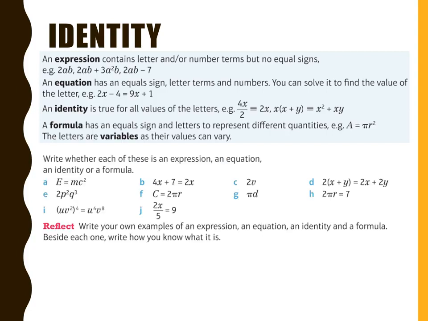So what I want you to do is write whether each of these is an expression, an equation, an identity, or a formula. You decide. I know straight away this is a formula: E equals mc squared. If you don't know it, just look into your notes. I'm assuming this will be in the physics curriculum. But E equals mc squared is a formula. And what about writing down your own examples of an expression, an equation, an identity, and a formula? And beside each one, write how you know what it is, okay?